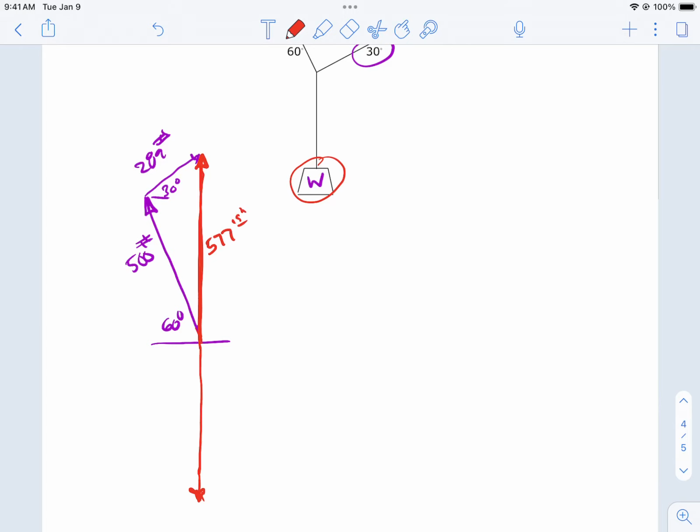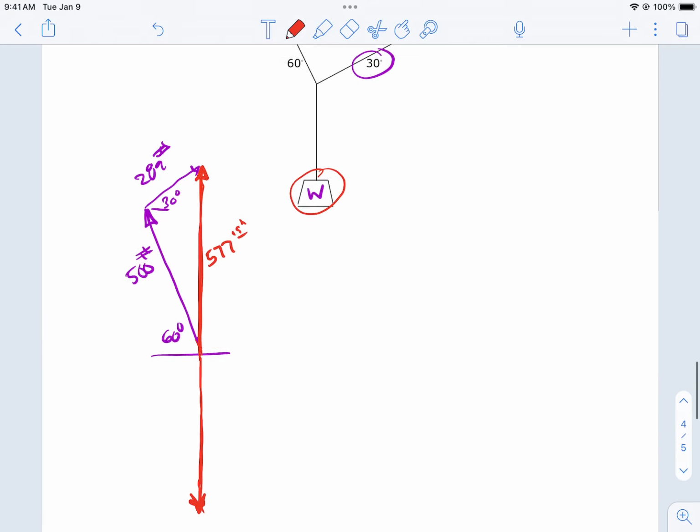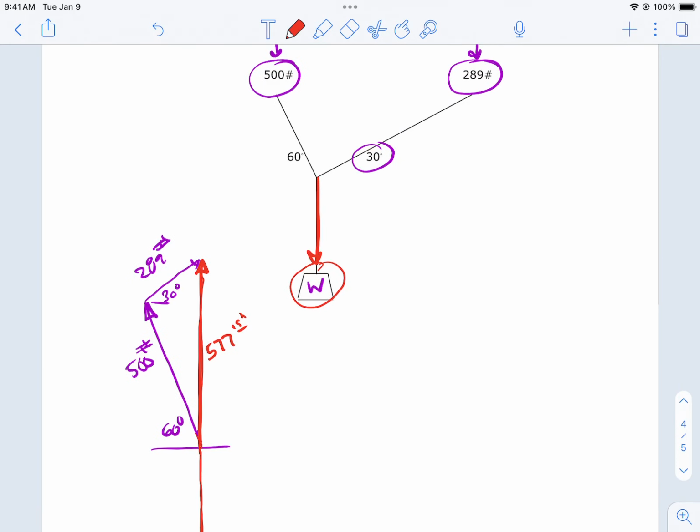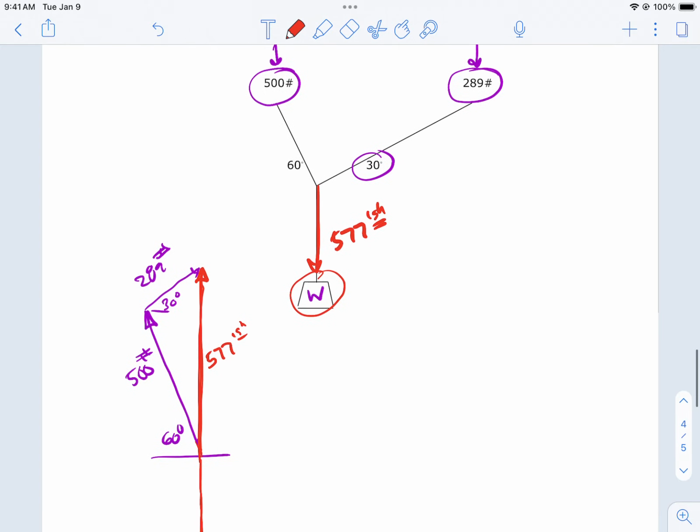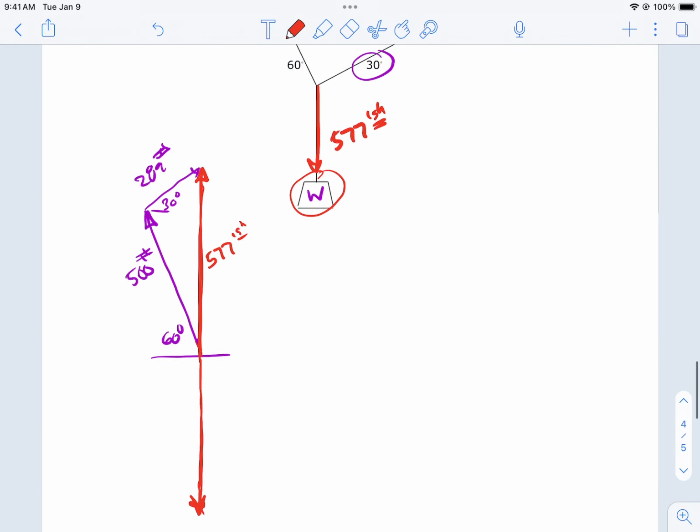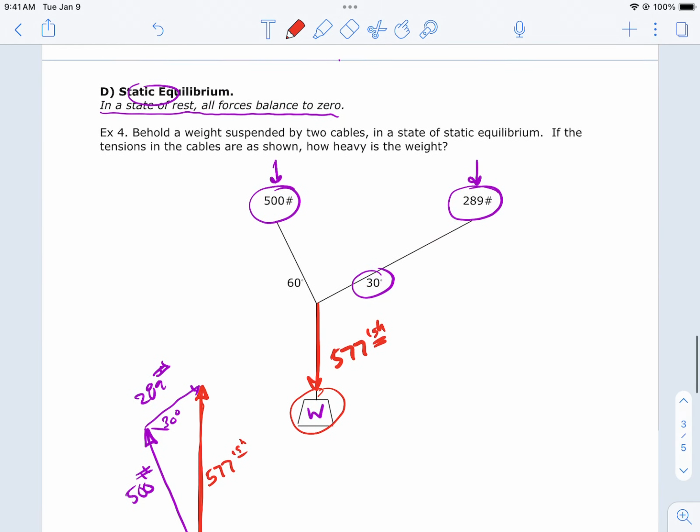And so, again, these two forces add up to 577, so if it's not moving, we must have another force pulling it back, which of course is this weight here, and it has to be pulling it back with exactly the same strength. So it turns out that weight must be 577 pounds. Okay, cool. So that's just the basic idea of static equilibrium, which I find is a fascinating idea.